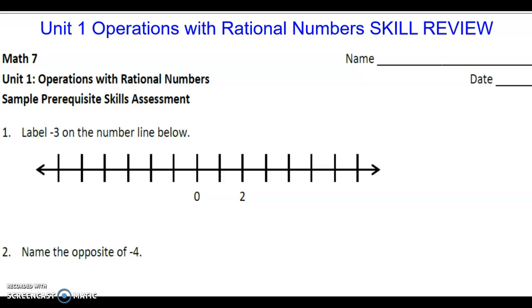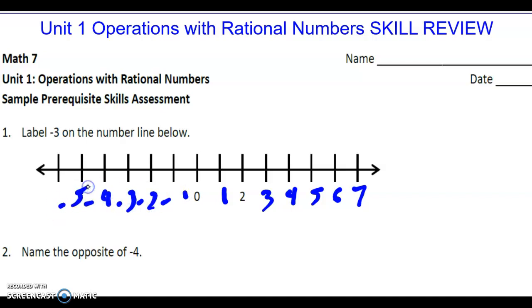So on number 1, the first thing they want us to do is label -3 on the number line. Before I do anything, I'm going to fill in the remainder of the number line. To the right of 0 are positive numbers, and to the left of 0 are negative numbers. So for me to label -3, I know that is three units to the left of 0. So that'll be 1, 2, 3, which will give me my point of -3.